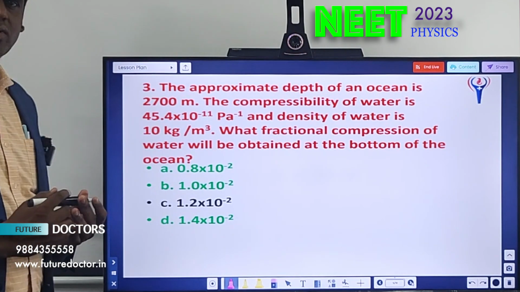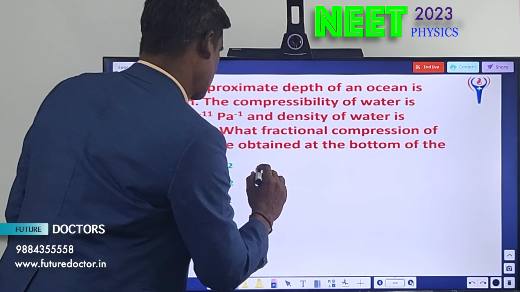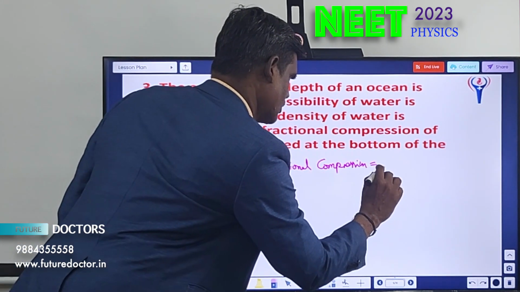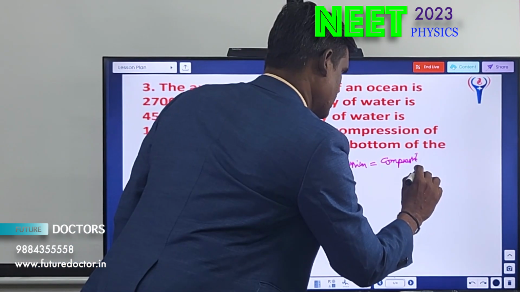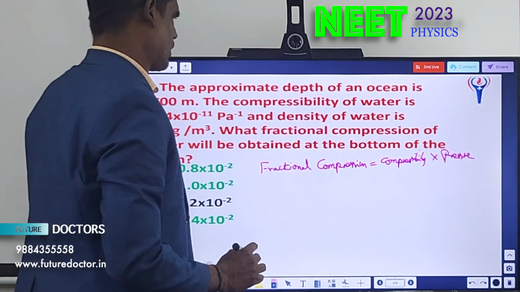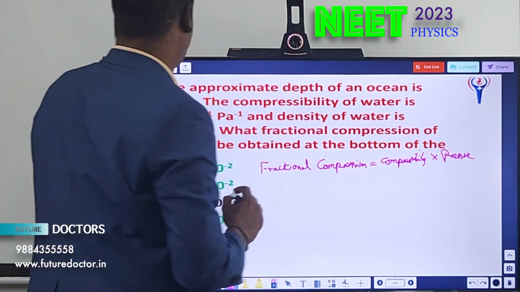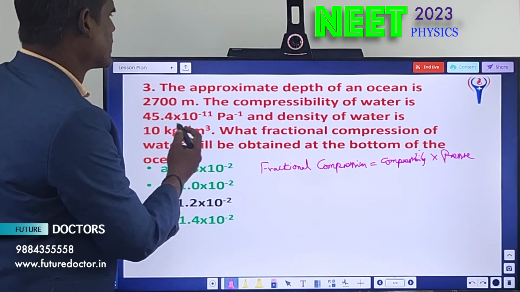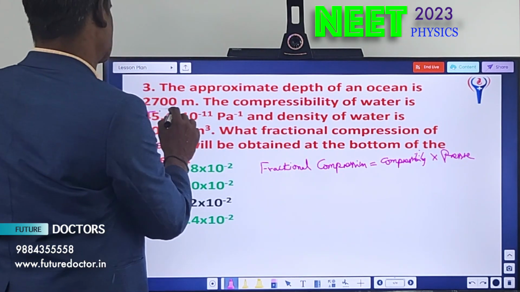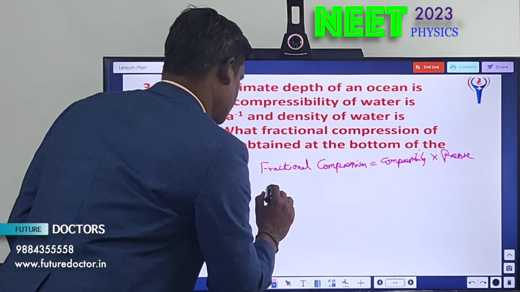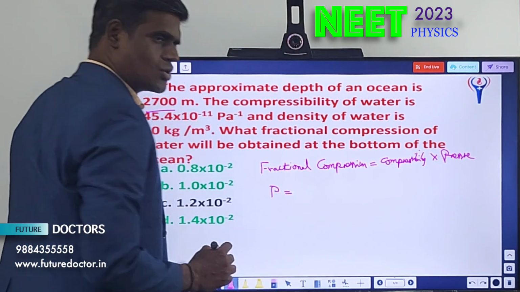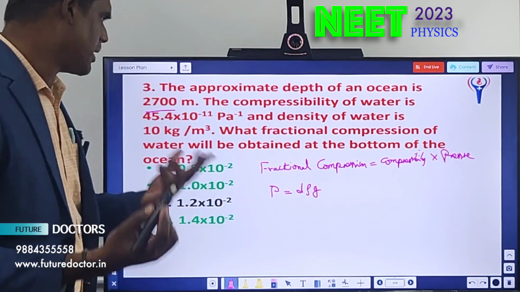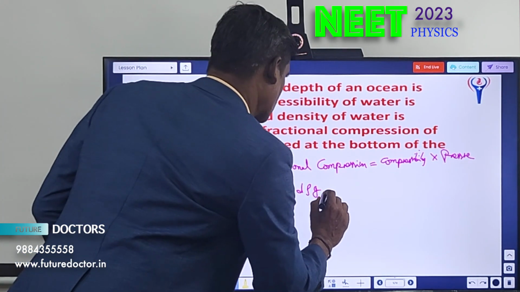Fractional compression equal to compressibility into pressure. Then the pressure formula: pressure equal to H rho G, or instead of H, since the depth is given, P equal to D rho G. H is height, D is depth, both in meter. And D is 2700 meter.